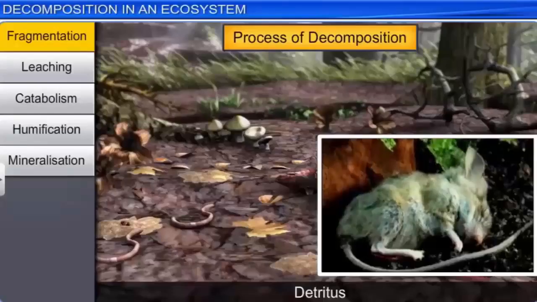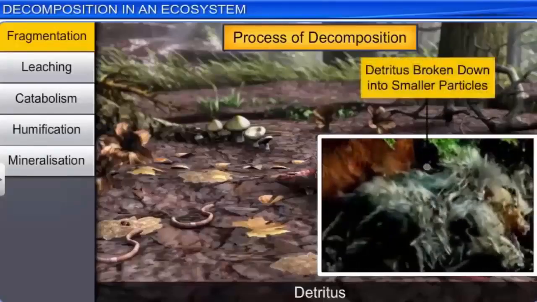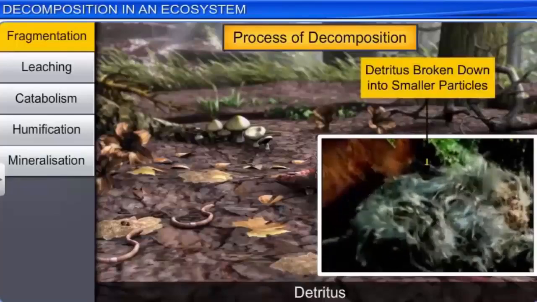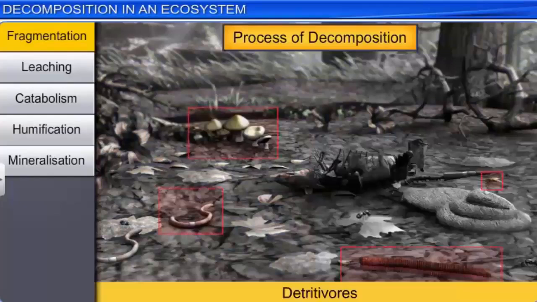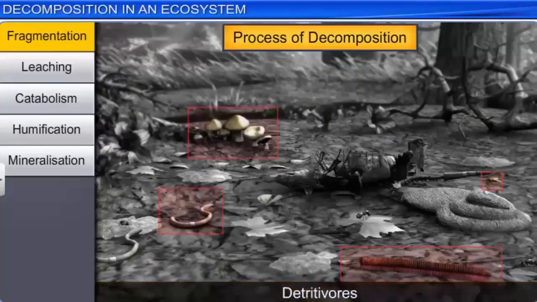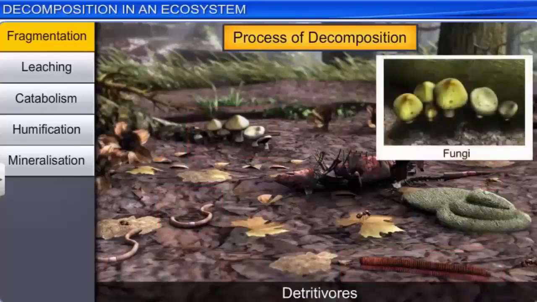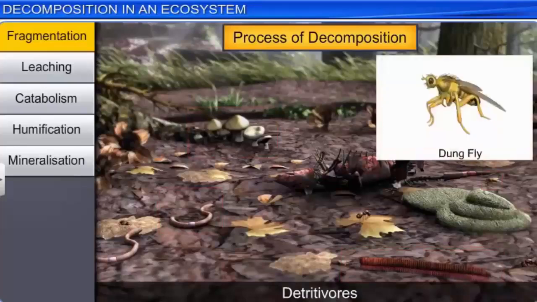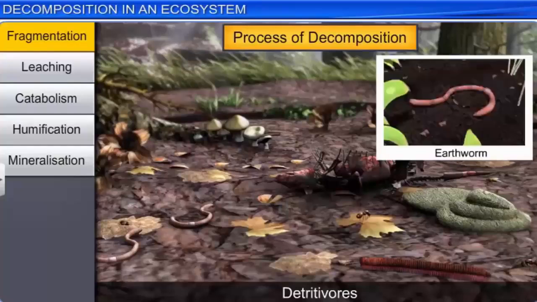During fragmentation, the detritus is broken down into smaller particles by detritivores, which are organisms that feed on and break down dead plant or animal matter while returning essential nutrients to the environment. Some examples of detritivores include fungi, insects like dung flies, and terrestrial worms such as earthworms and millipedes.